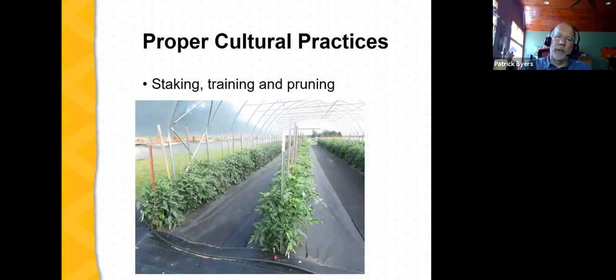Staking, training, and pruning, important. Here we see a tomato crop. We see the extensive use of mulches in this case, but we also see the use of stake and weave training to bring the plants up off the ground to encourage good air movement around the plants. Additional practices such as removal of the lower leaves and suckering of the plants will further encourage good air movement around these tomatoes.